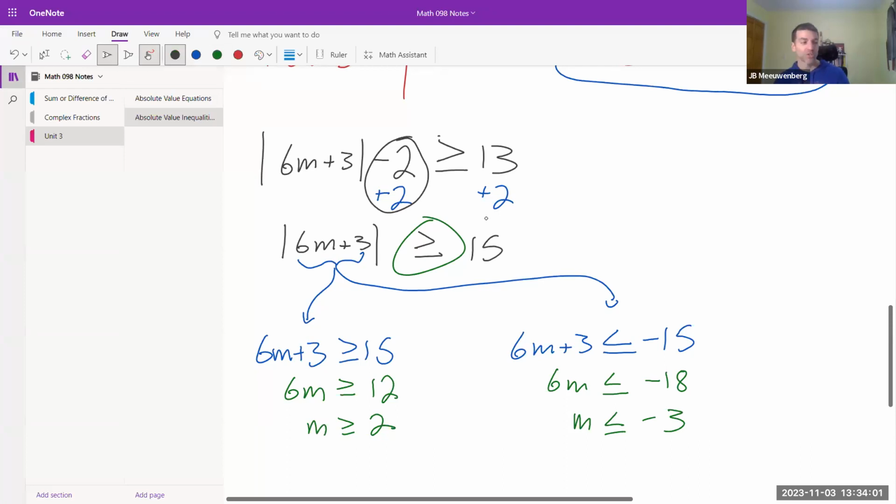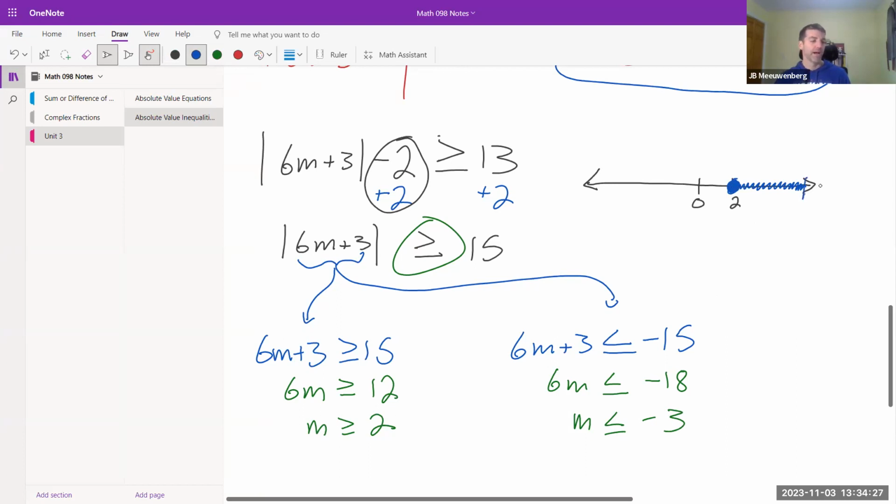Maybe you're not sure, so that's where the graph can help us. Let's find what these two look like on the graph. M is greater than or equal to 2. So if here's 0, here's 2, I would make a shaded in circle right above 2, right on the number line, and shade to the greater than side, so to the right. I'm shading up here, okay?